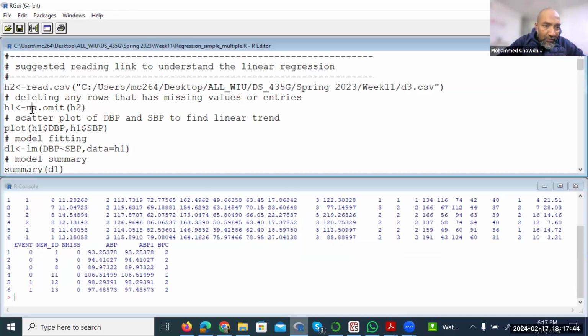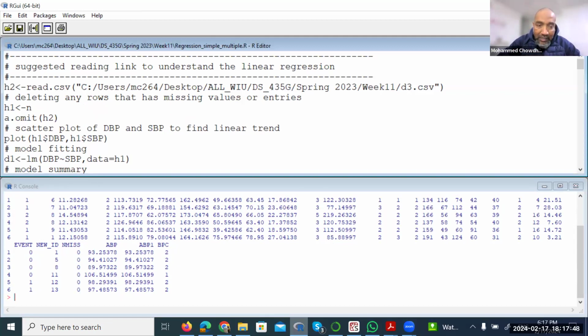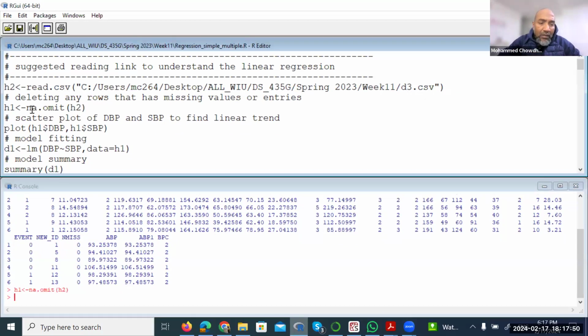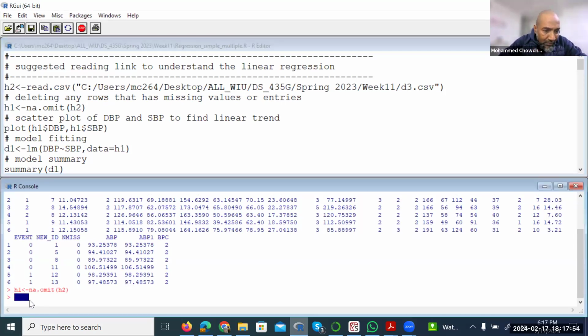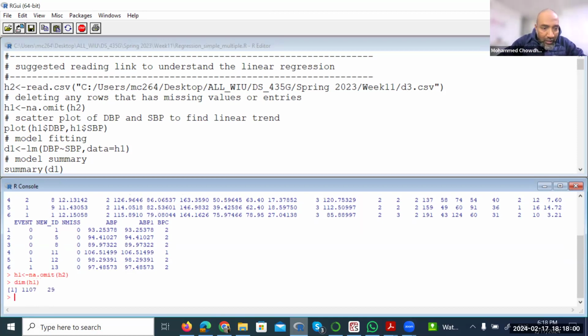Okay, so now let me erase any row that has missing entries or missing values. So after deleting the missing values, let me see how many rows are in there. Now it reduced to 1107. So the data H1 has 1107 rows and 29 columns.